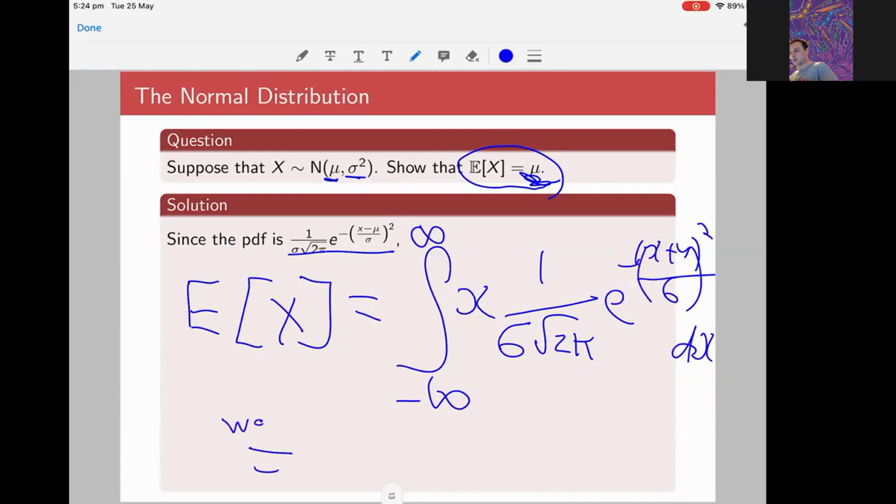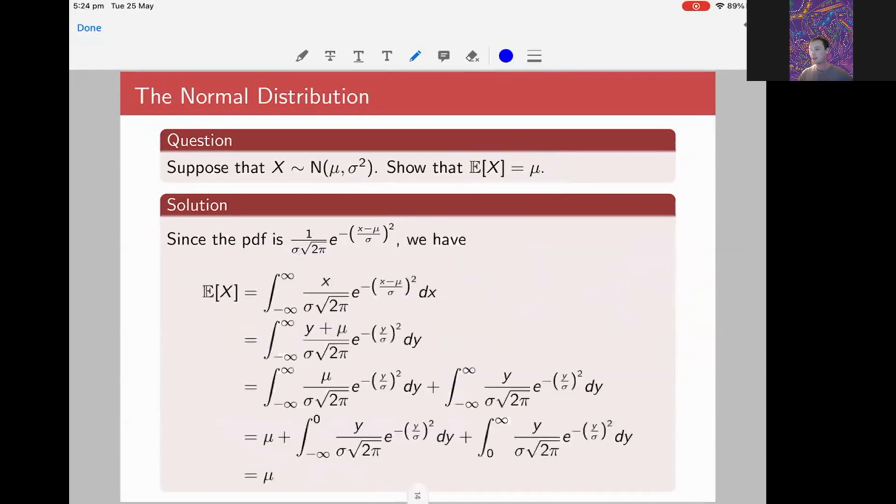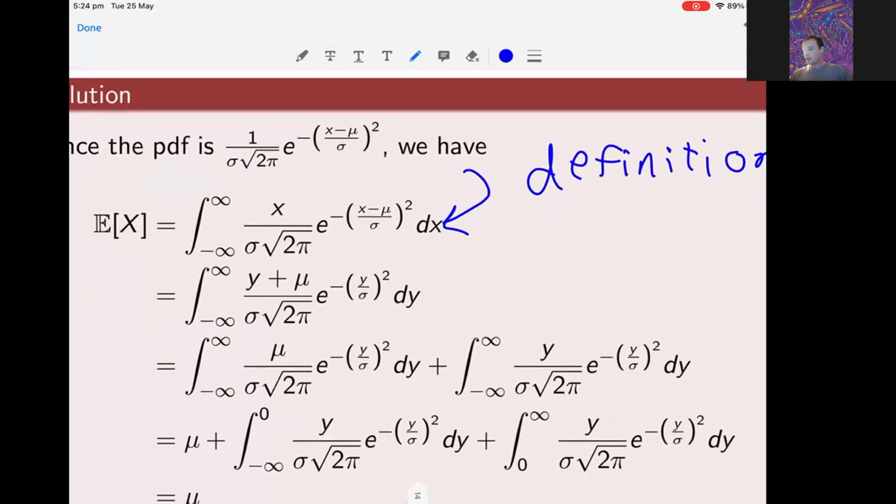And what this question is asking us to do is demonstrate this integral is equal to mu. So let's get on with that. I'll just throw the entire computation at you, and we'll try and work this through line by line. So how does this work? Well, this line here, as I said before, is just the definition of the expectation.